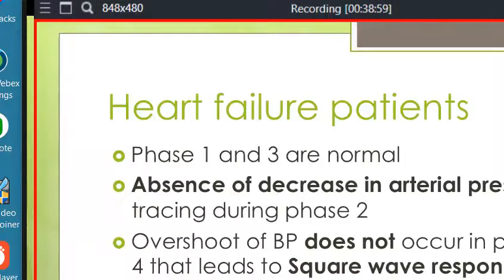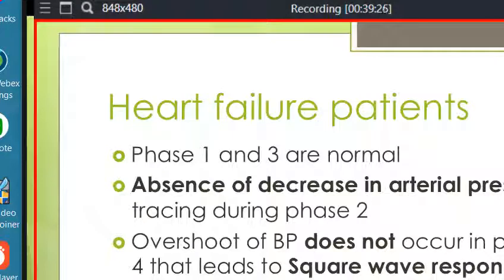What happens in heart failure patients? As Dr. Ramachandra mentioned, patients with heart failure have an abnormal response to the Valsalva maneuver. Phase 1 and phase 3 are normal in patients with heart failure, whereas in phase 2, there's an absence of a decrease in arterial pressure tracing. And an overshoot of blood pressure does not occur in phase 4, which leads to a square wave response.